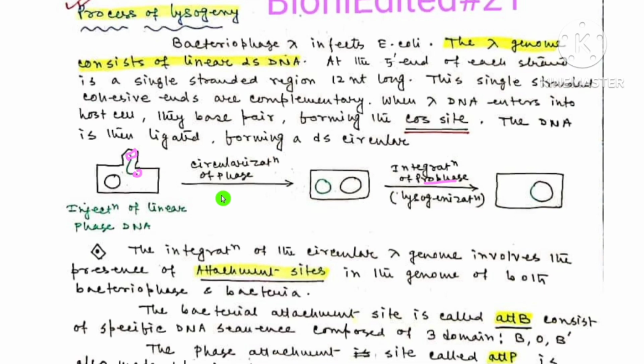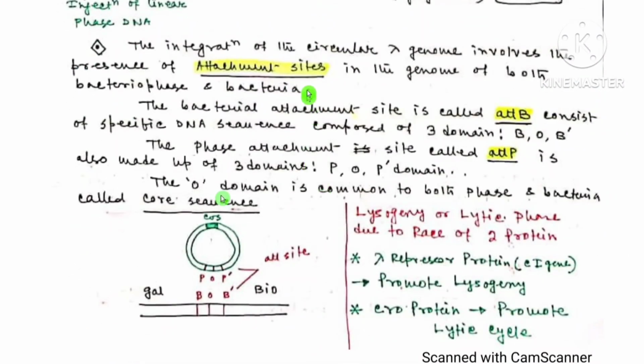The integration of the circular lambda genome involves the presence of attachment sites. But how does this circular lambda genome incorporate into the host genome? This is very, very important, and we will see the genetics behind it. The integration of the circular lambda genome involves attachment sites in the genomes of both the bacteriophage and the bacteria.